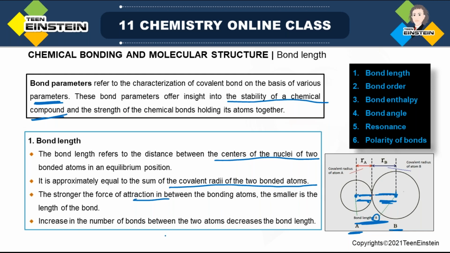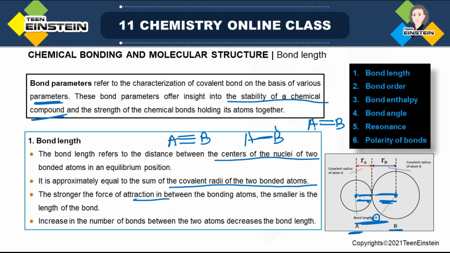And also, increase in number of bonds. If it is a multiple bond, suppose you have a bond between A and B, this is a single bond. Another case may also arise, there is a double bond between A and B, or it may be a triple bond. Though it is true that all the atoms cannot form 3 or 2 bonds, when it is possible, just compare these three. The number of bonds is increasing from 1 to 2 to 3.